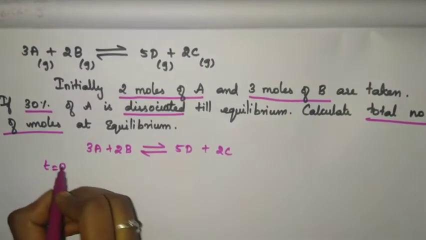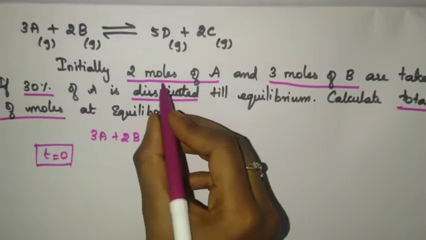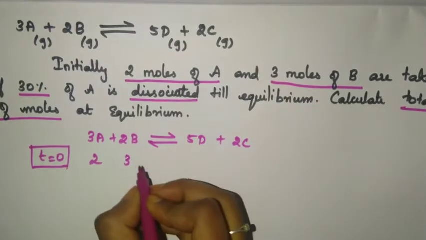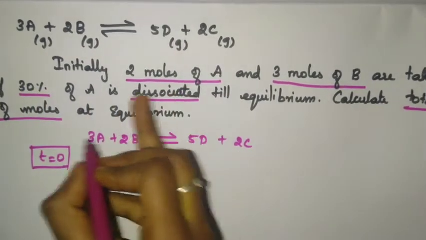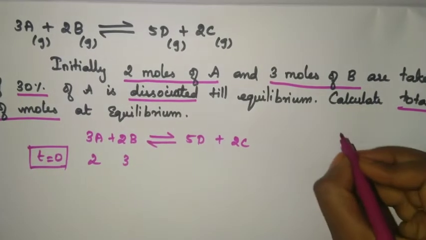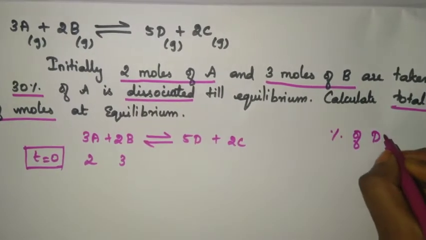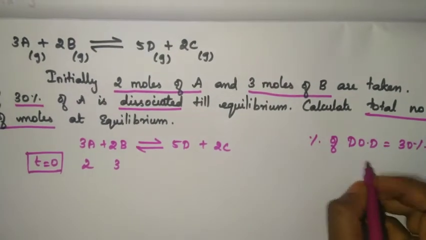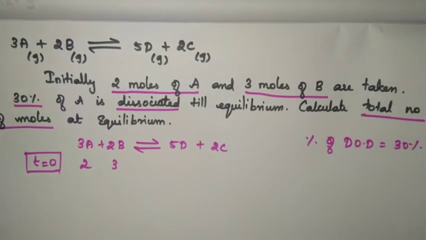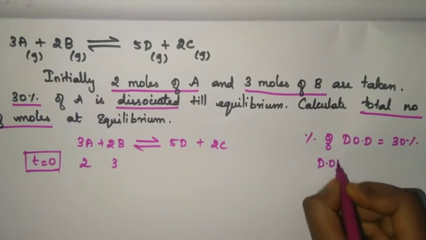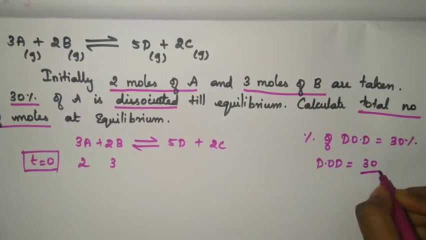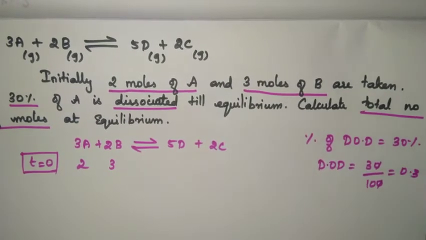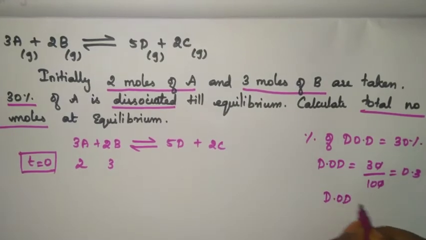So when the reaction is started, that is time t is equal to 0, 2 moles of A is taken. So A is 2 moles and 3 moles of B is taken. B is 3. In this question, they are giving the percentage of degree of dissociation, not the degree of dissociation. So the percentage of degree of dissociation is equal to 30%. That is degree of dissociation into 100. So from the trick, we are going to find the degree of dissociation. That is degree of dissociation is equal to percentage of degree of dissociation by 100. So 30 by 100, the 0 gets cancelled. So 3 by 10 is equal to 0.3. So 0.3 is the degree of dissociation.